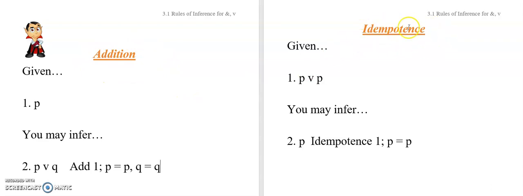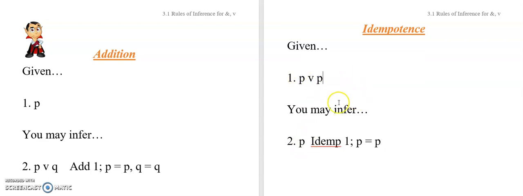Also, we've got the rule idempotence, Latin, literally for power of sameness. So if you've got a disjunction, P or P, so it's got to be the same thing on both sides of an or, then you can infer this thing by itself, and usually we don't write out idempotence, we'll just put idemp on line one. So you can actually detach the P from a disjunction provided there's a P on either side of it.